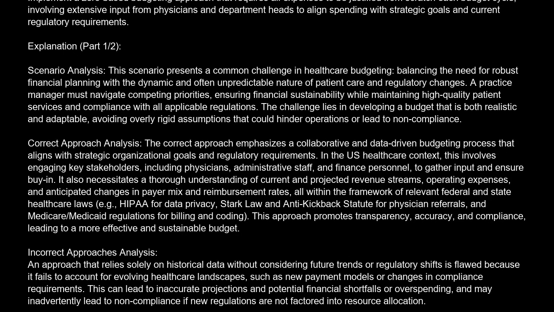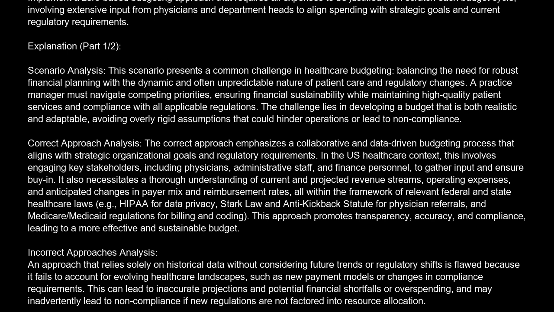The correct answer is A. Implement a zero-based budgeting approach that requires all expenses to be justified from scratch each budget cycle, involving extensive input from physicians and department heads to align spending with strategic goals and current regulatory requirements.